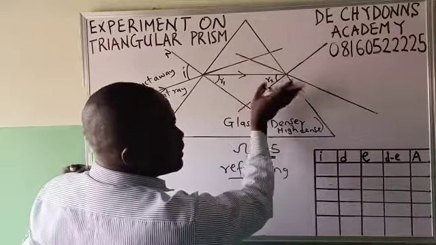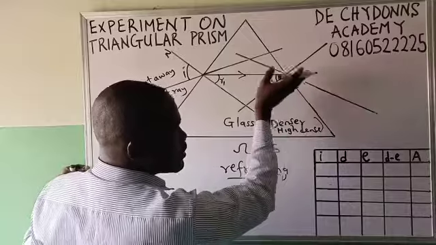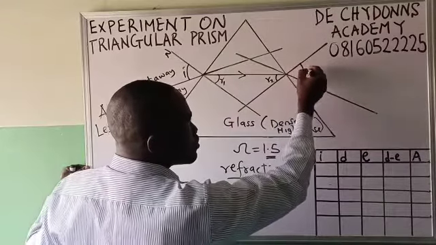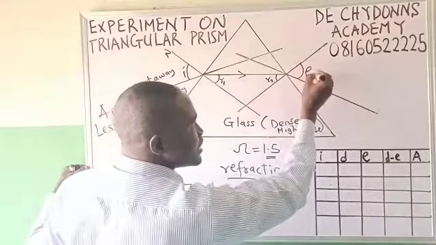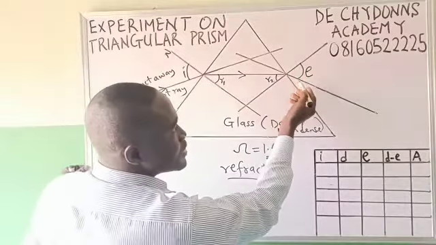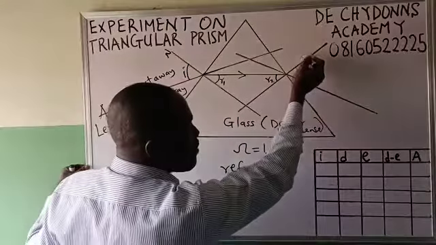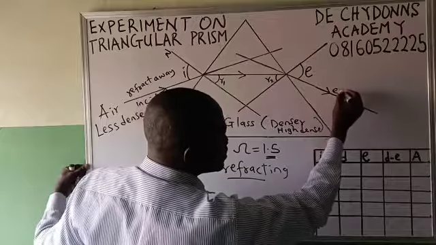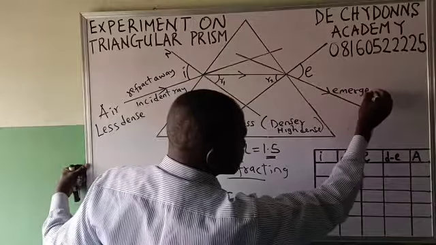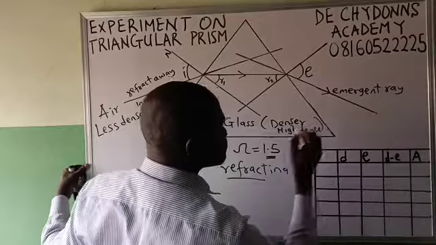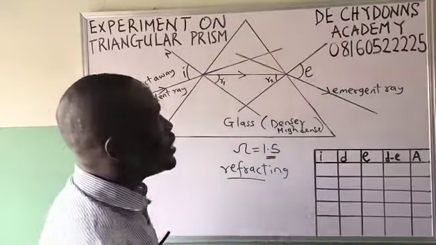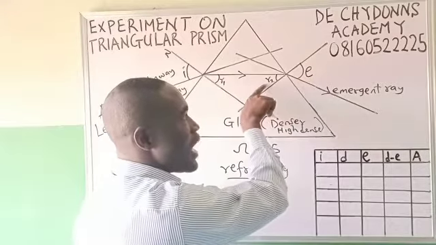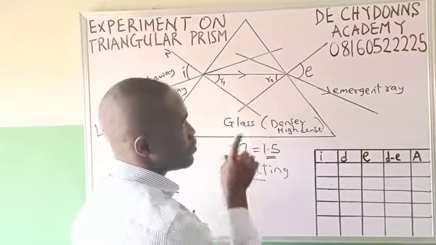Then, on going out of the denser medium, it will form what we call the emergent angle. Emergent angle, that is the angle between the normal and the emergent ray. And this will be what we call the emergent ray. That means the emergent angle must be greater than the R2, the refracted angle.